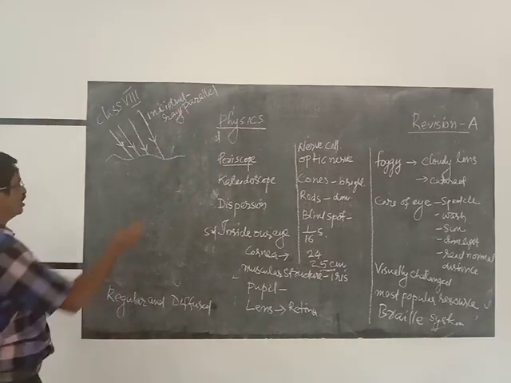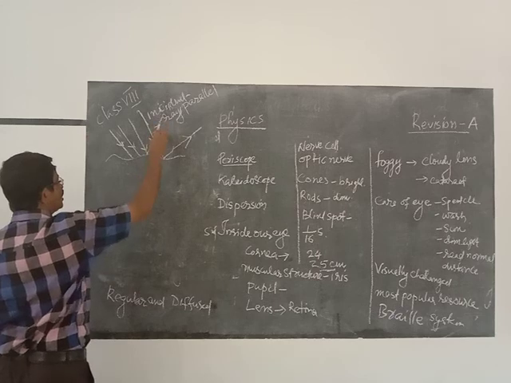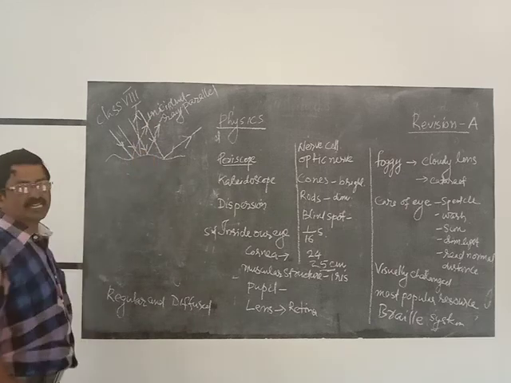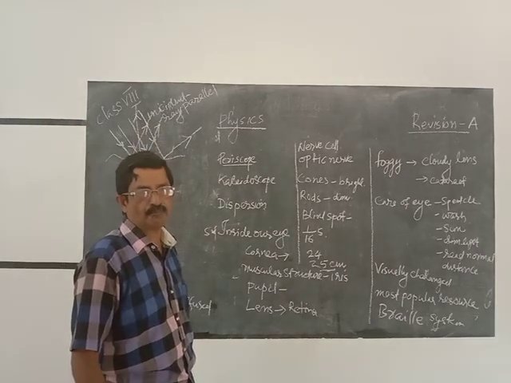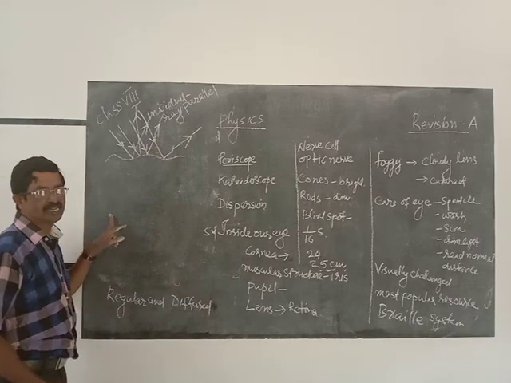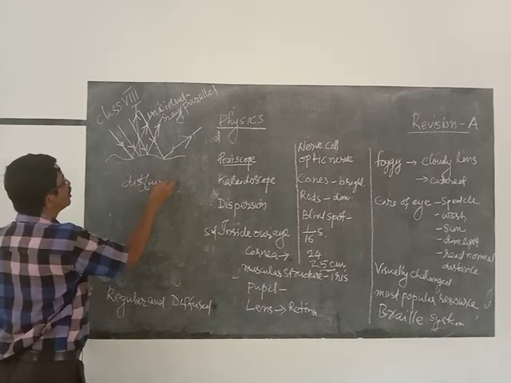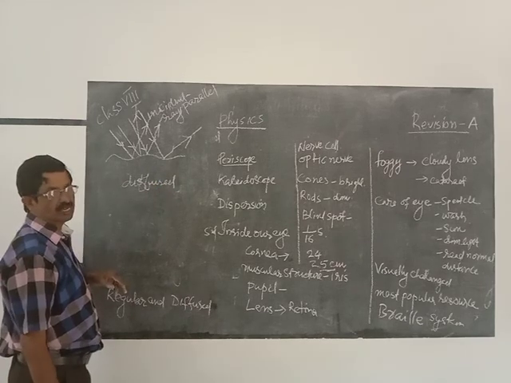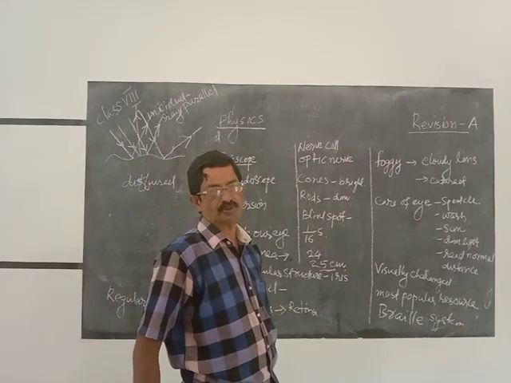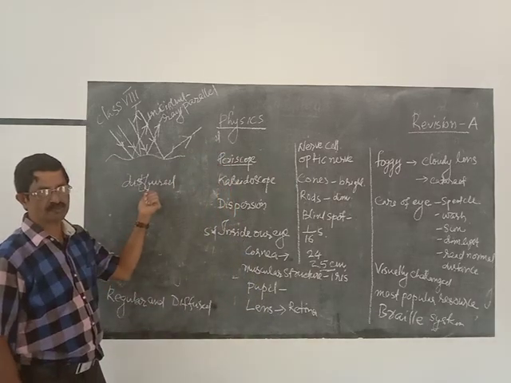But you see, when there is a reflection, this is the reflected ray. See, here the reflected rays are not parallel. Reflected rays are not parallel in this case. This kind of reflection is called diffused reflection. In the case of diffused reflection, no image is formed. There is no image formed. Image formation in this case is not there.